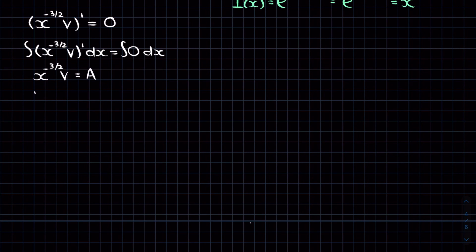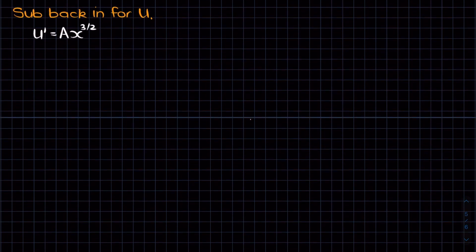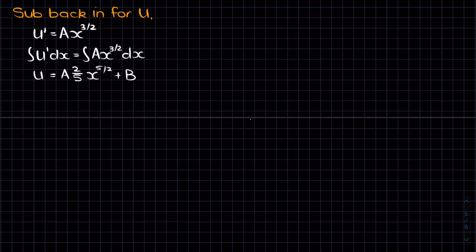Solving for v, we have v equals a times x to the 3 over 2. Now that we know v, we can sub back in u prime equals v and integrate both sides to solve for u. Now we only need one solution, so we can choose values for our constants a and b as long as they don't make our x terms disappear because we don't want the trivial solution. So we can let a equal 5 over 2 and b equals 0 to simplify this solution so that we get u equals x to the 5 over 2.